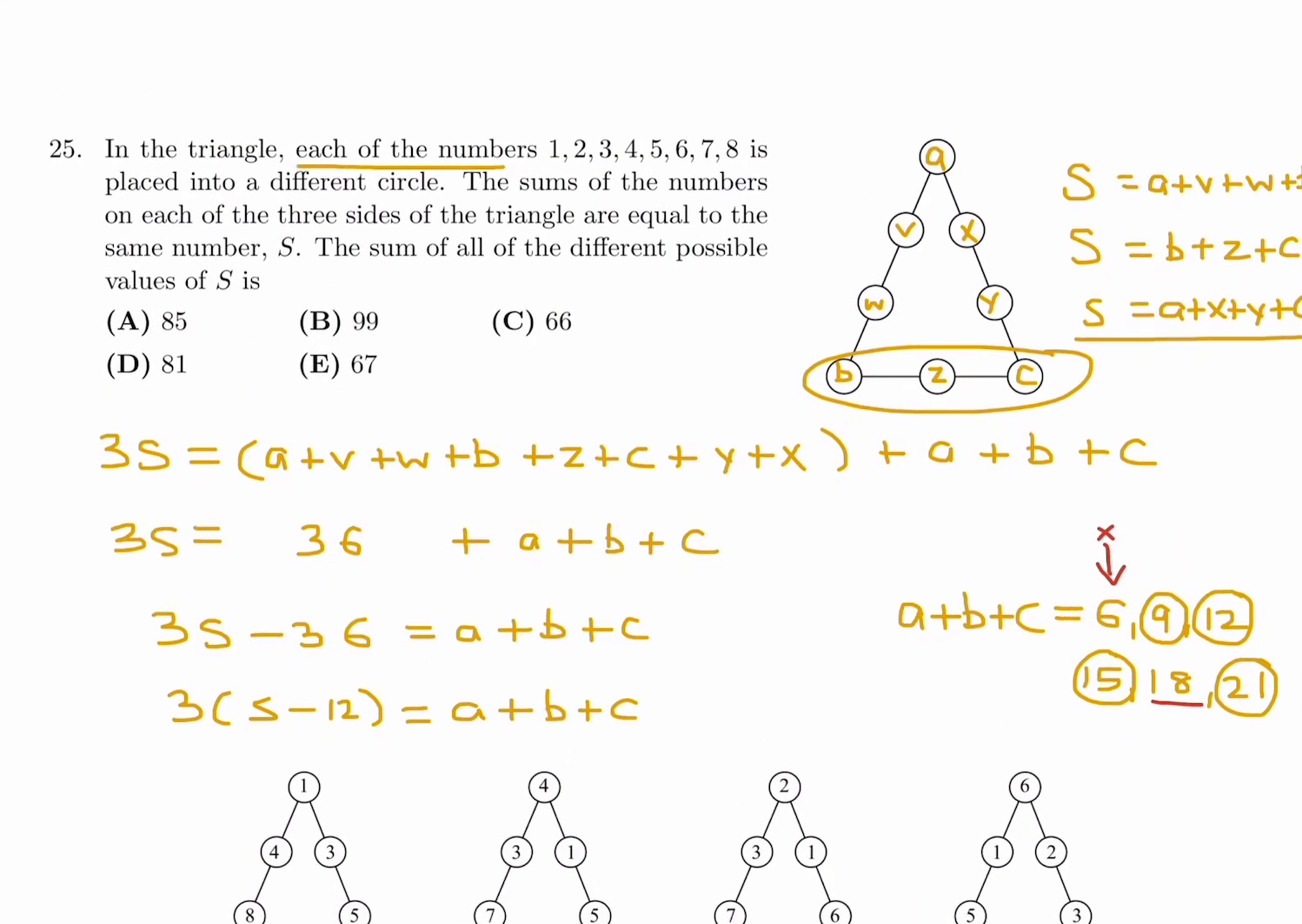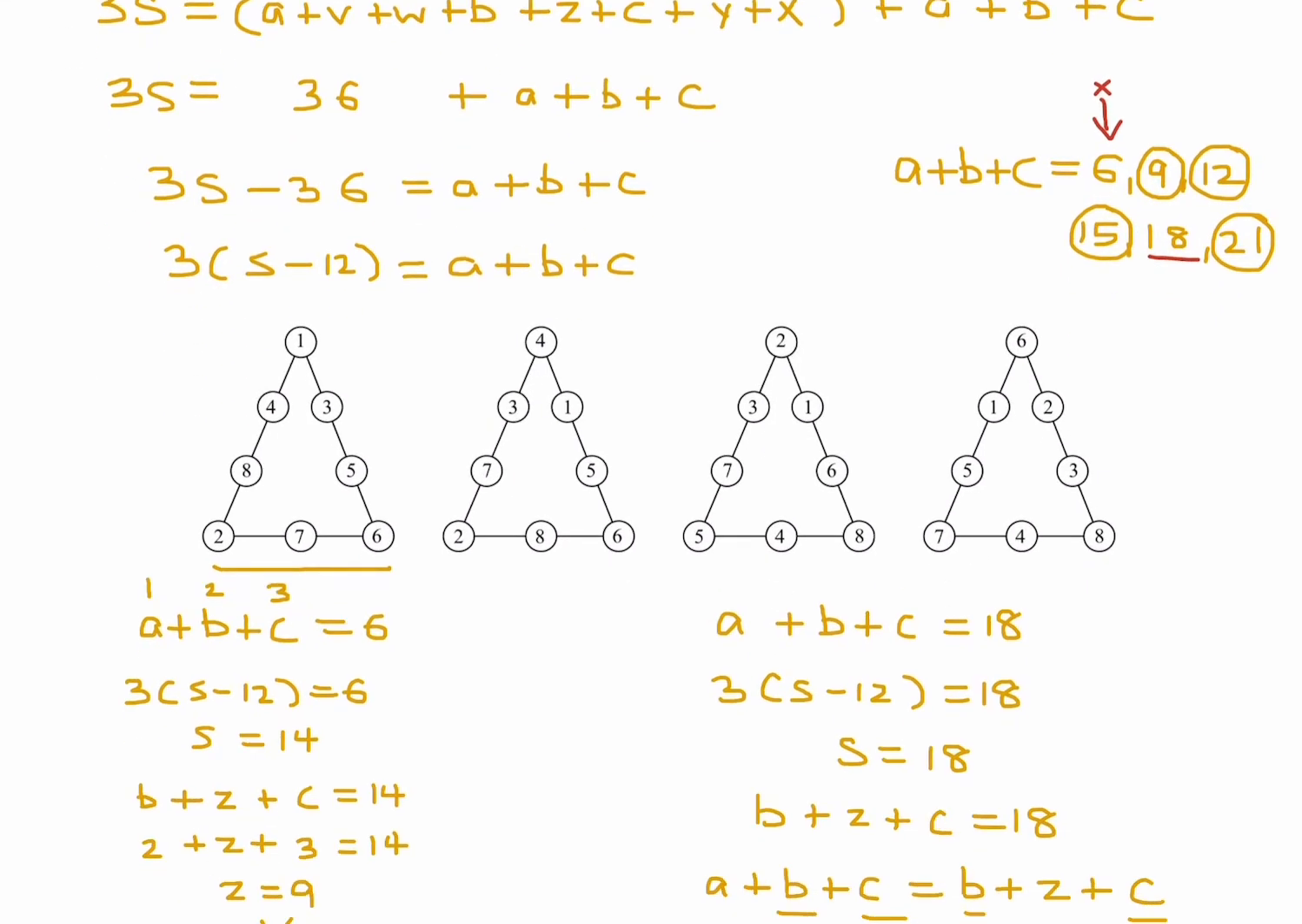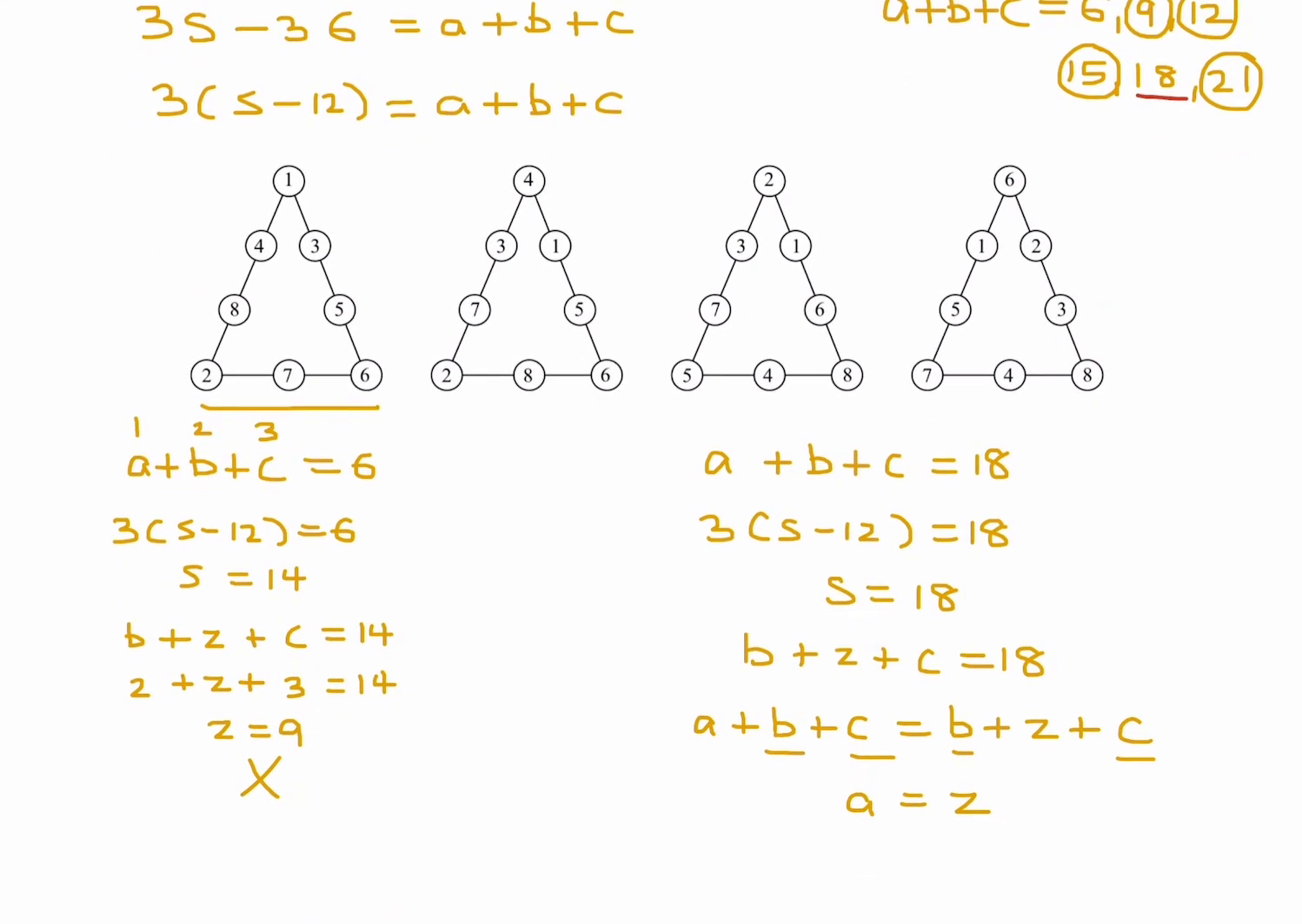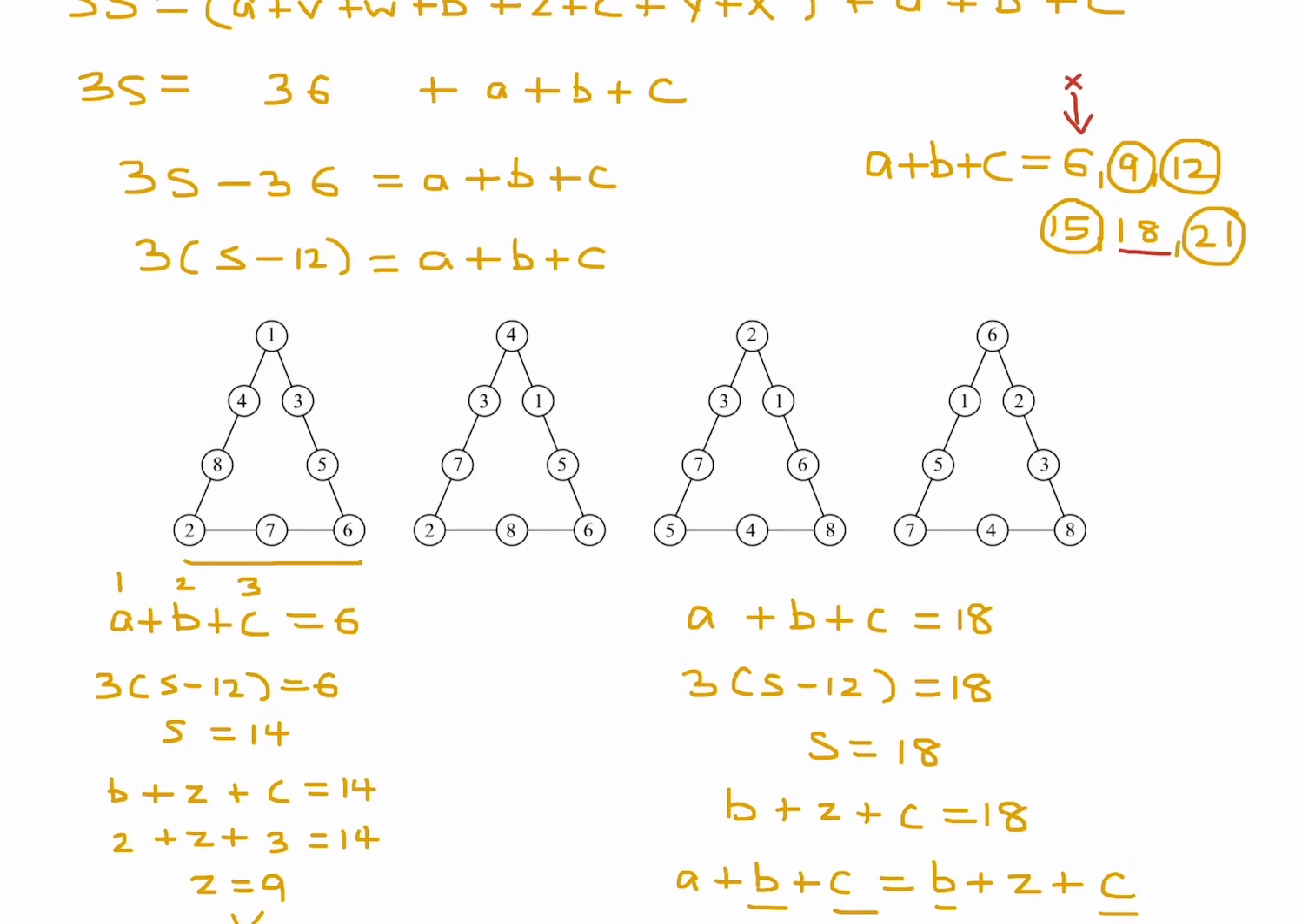Because each of the numbers is placed into a different circle, you can't repeat the same numbers. No two numbers can be the same. So this, again, is invalid. So the 18 is not possible. As you can see, it takes a little bit of trial and error in math to come up with the right answer to a relatively challenging question for grade 7.